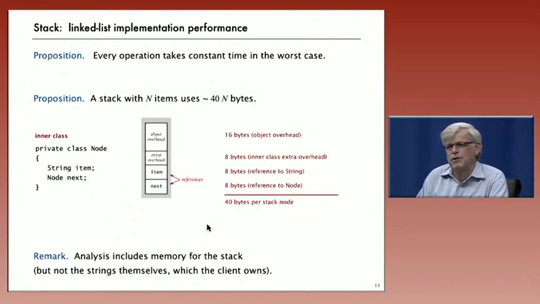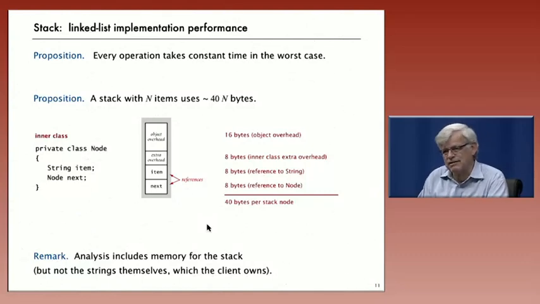Well, that depends very much on the implementation in the machine. So this is a typical Java implementation that we do the analysis for and can test out for different types of environments easily. And it's representative. So in Java, for every object, there's 16 bytes of overhead. There's some extra overhead, 8 bytes, because it's an inner class. And then there are 2 references that we built in our class Node, one to a string and another one to a node, and those are each 8 bytes. So we have 40 bytes per stack node.